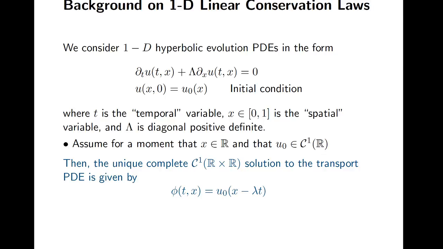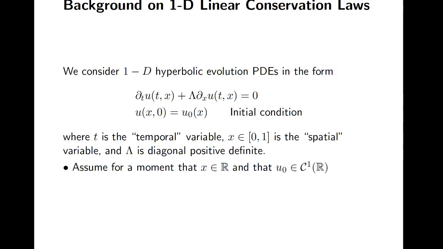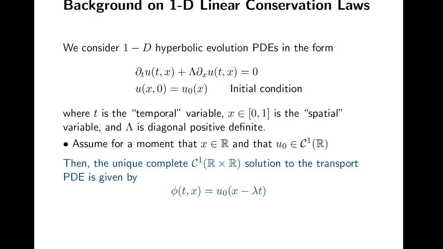For a scalar case, of course. If you focus on the scalar case, where lambda is a scalar, and you pick x belonging to the reals and a continuously differentiable initial condition, then this is the explicit expression of the solution you get. In the scalar case, it's a delay. You can see that this is a kind of delay: I'm taking the initial condition and just moving it along. For the vectorial case, it's pretty much the same, but because we have multiple lambdas, the matrix is diagonal, and one should be careful about how you define this function.